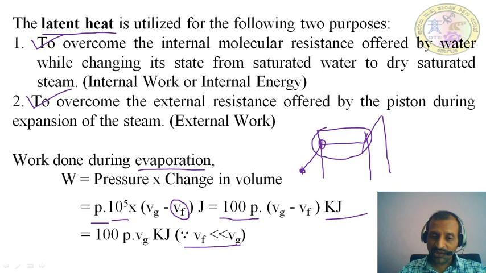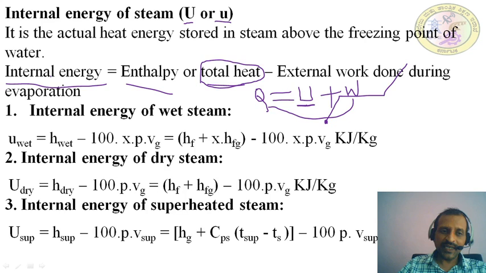Because in this chapter we are studying the formation of steam under constant pressure only, keeping the pressure constant, the total amount of heat supplied to the system is called enthalpy. That is why the word enthalpy, or total heat, is used here. This minus the external work done during evaporation, Q minus W, will give the internal energy. So then how to write this internal energy?